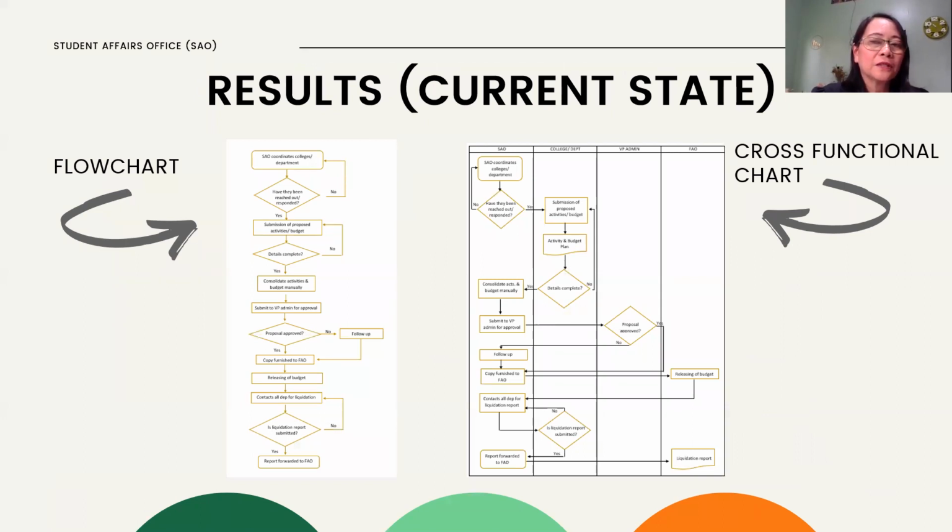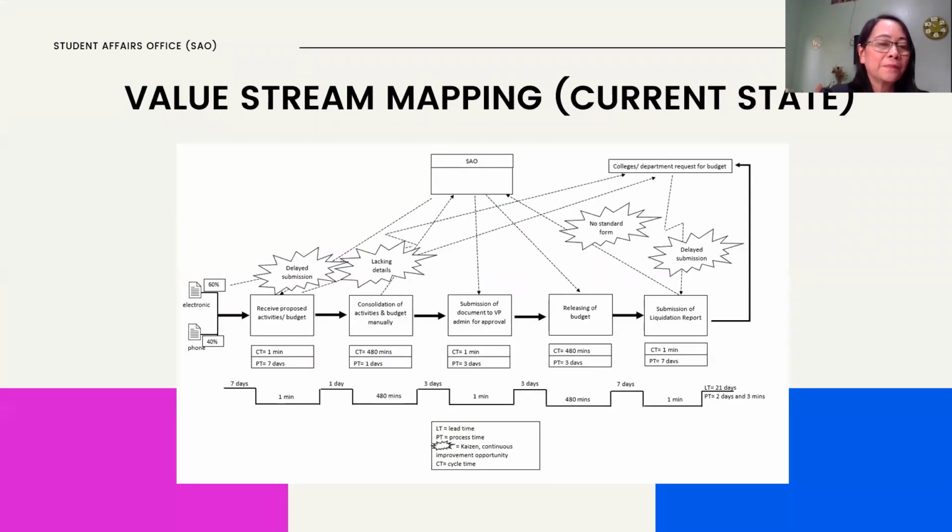With the flow chart, it shows the overall step-by-step of the process flow. While the cross-functional chart, it shows who does the process. While on the value stream mapping, it does not only present the critical steps, but also identifies the cycle time, the lead time, and the waste of the existing system. It also shows how many hours or days it takes for a process to be done.